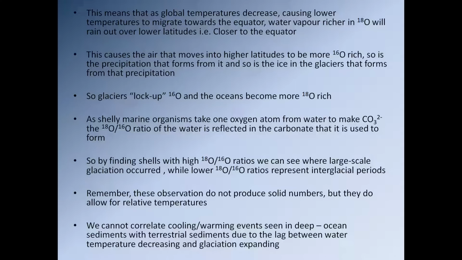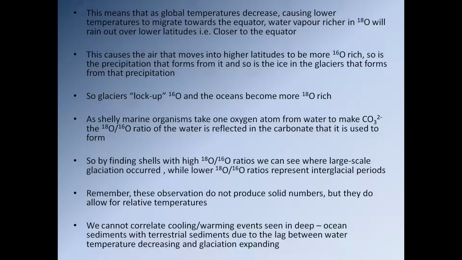Let's continue. So by finding shells that have a high oxygen-18 to oxygen-16 ratio, we can see where large-scale glaciations occurred. So we see the amount of oxygen-16 dropping, and comparatively the amount of oxygen-18 goes up. Now, when we have periods of glacial retreat, so the interglacials where things get warmer, we see the amount of oxygen-16 in the oceans increasing, and so we see the oxygen-18 to oxygen-16 ratio getting lower.